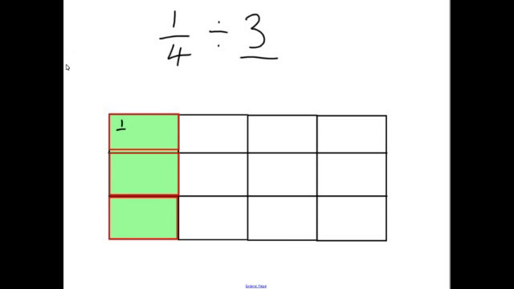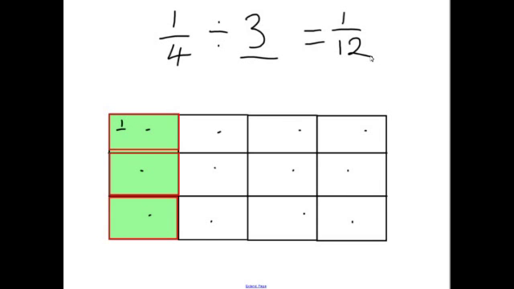So I'm going to ask what fraction is one of these groups. So it's obviously 1 out of how many? So let's count them up. 1, 2, 3, 4, 5, 6, 7, 8, 9, 10, 11, 12. So it's 1 out of 12.